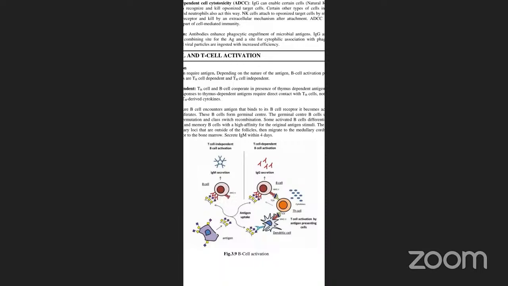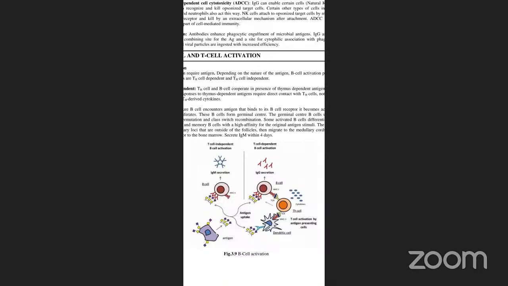This results in IgM secretion, because it is a primary response. Here no T cell is involved. This IgM can activate the complement pathway and so on. The mechanism will take place.